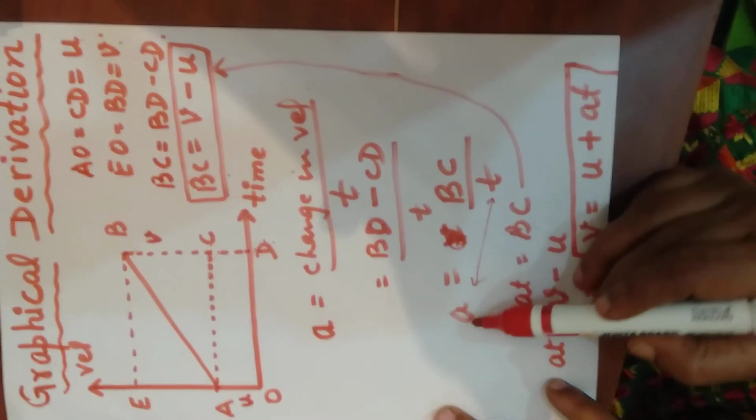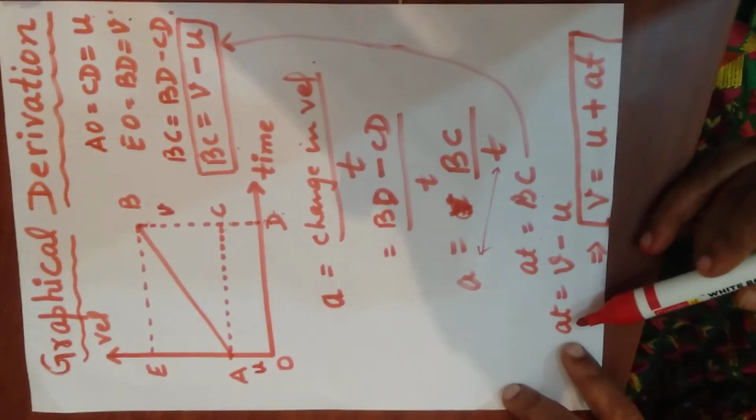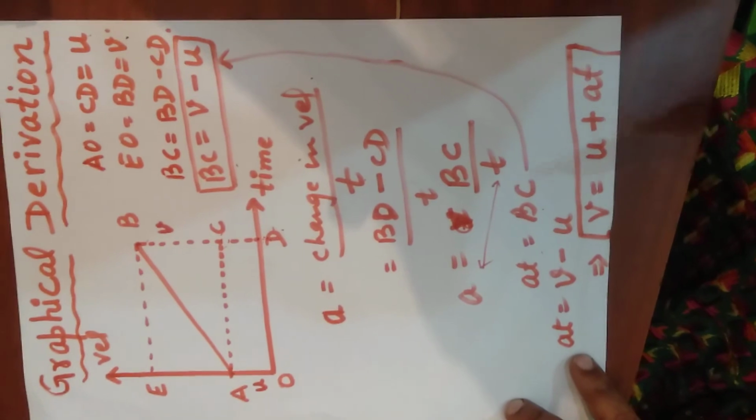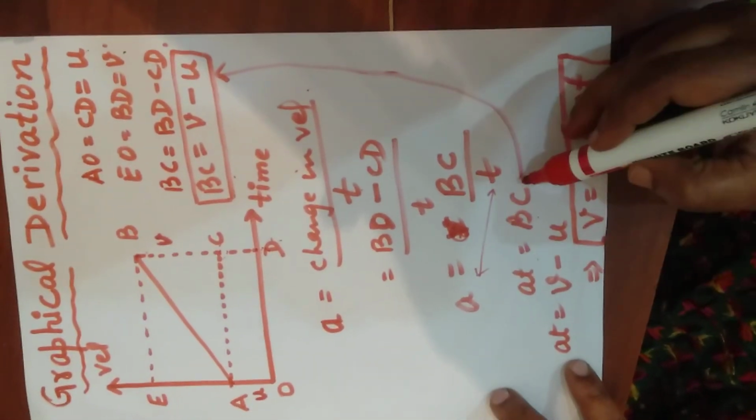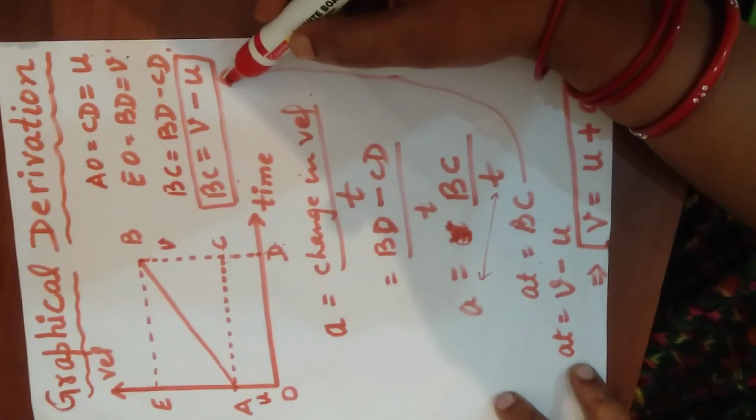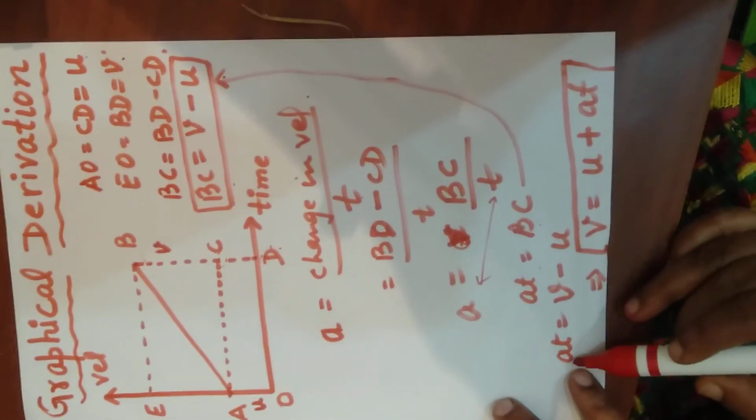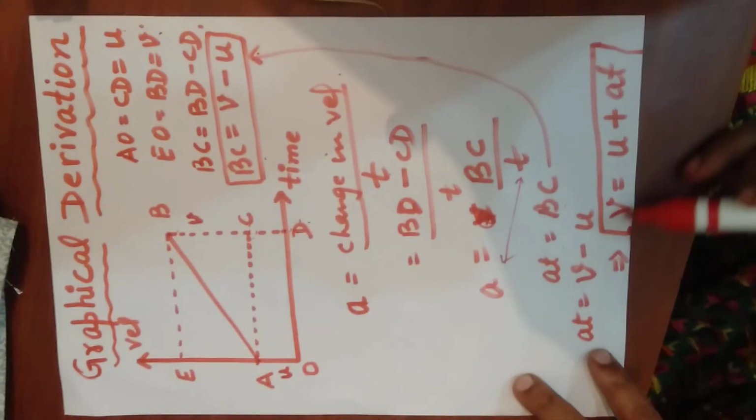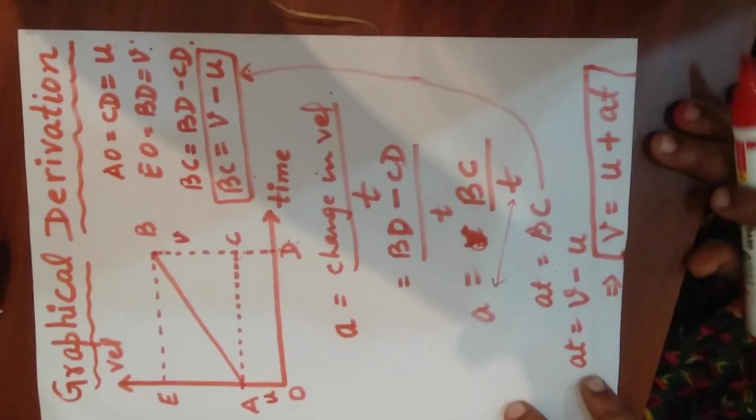If we cross multiply, AT is equal to BC. So AT is equal to V minus U. Where did this come from? We put the value of BC in this equation. You get AT is equal to V minus U. And when you rearrange it, you will get V is equal to U plus AT. This is the derivation of the equation.